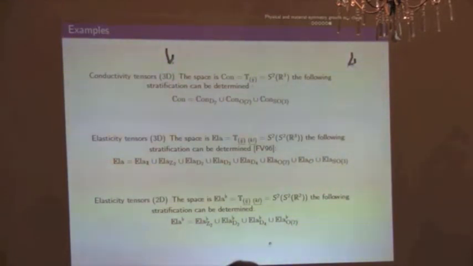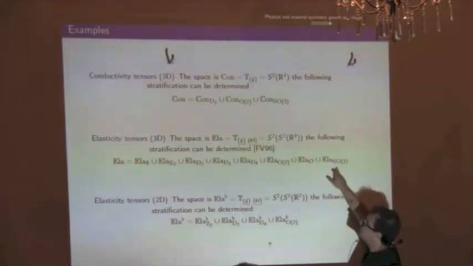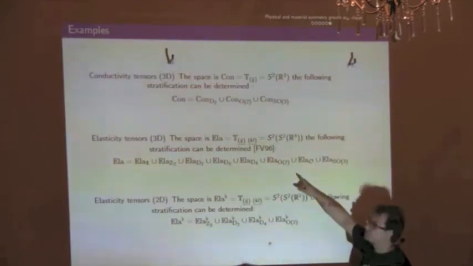Either you have two identical eigenvalues, so you are transverse isotropic, or you have three identical values and you are isotropic. Here I just consider the action of 3D rotation. And here it's the same thing, the same stratification for the elasticity tensor.